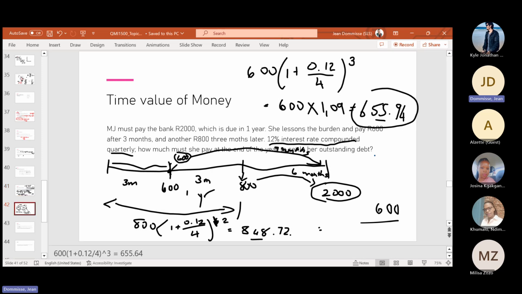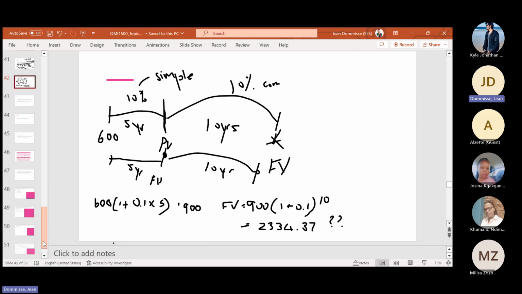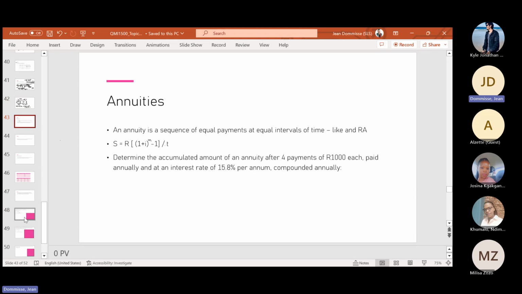So what I thought was, let's look at a few examples, you can see there are a few hidden there. But before we get there, there are one or two other things we need to look at. Part of this topic is also annuities.